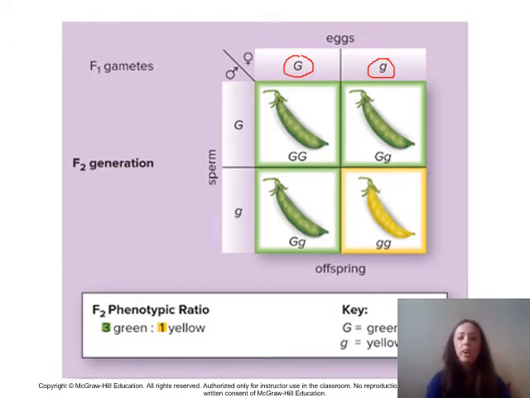So we have two heterozygous pea plants mating with each other, and when he did his test cross, he found out that he ended up with three green pea pods and then one yellow pea pod. And so he discovered that that yellow gene didn't actually disappear. It was just hiding behind that dominant green color.